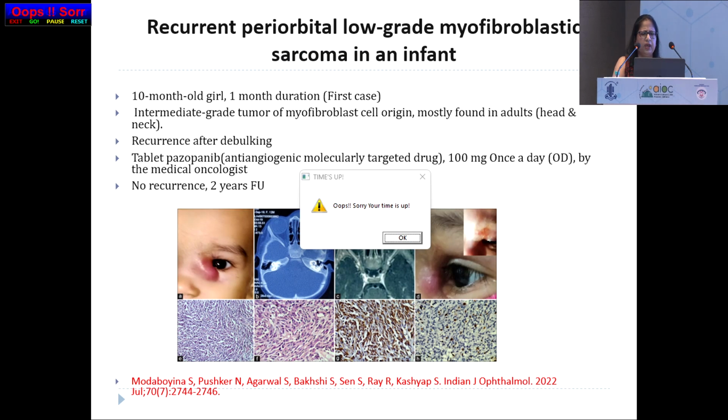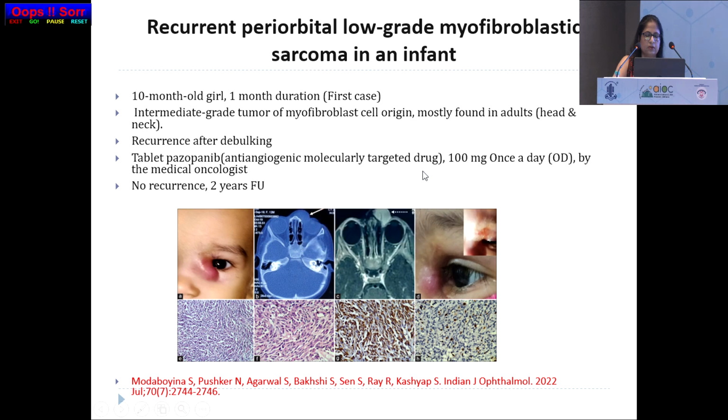This is again a very rare case which we had published of a low-grade myofibroblastic sarcoma in an infant. If you see the first picture, figure A, that was the initial presentation. So this patient was debulking was done for this patient, but again there was recurrence, and then followed that this patient was referred to oncologist because it was really very extensive intraoperatively, though it is not very much visible here, but it was all extensively involving this particular part of the face.